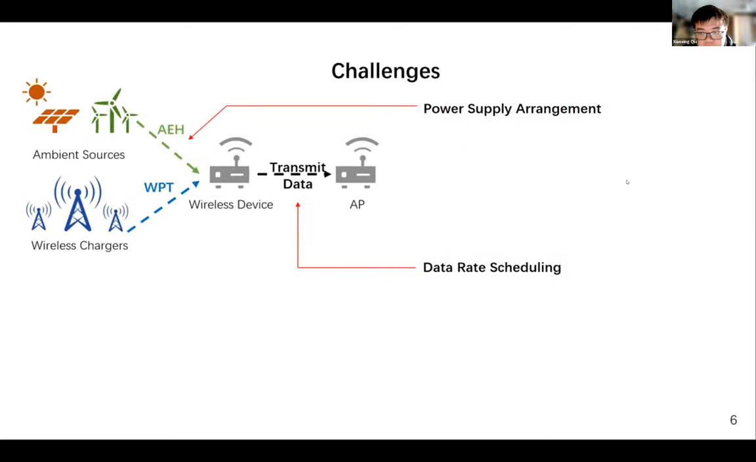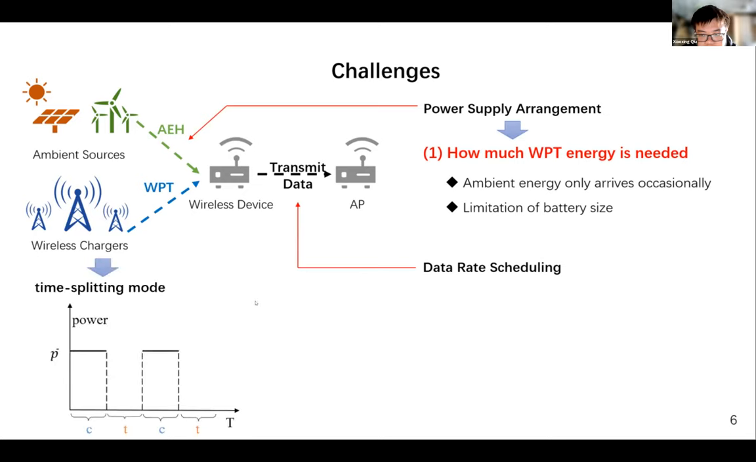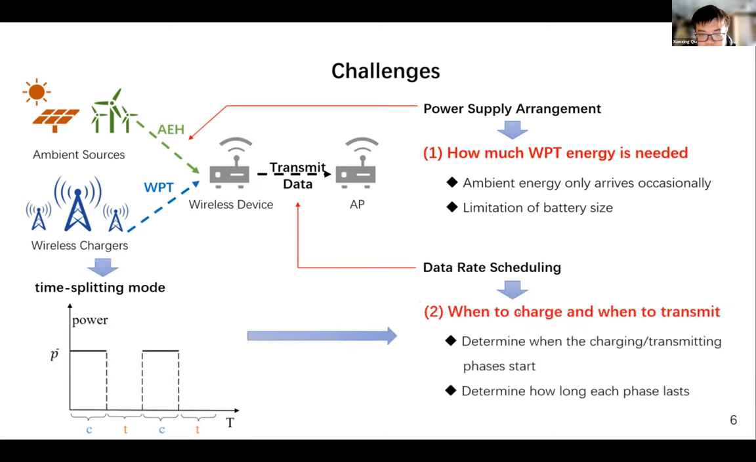For the power supply adjustment, the challenge is to decide the amount of needed WPT energy, as WPT is controllable while ambient energy only arrives occasionally over time. We should determine whether and how much energy needs to be harvested by WPT to maximize the throughput. In the meantime, we also need to satisfy the battery size limitation. For the data rate scheduling, as WPT follows the time splitting model, the challenge is to determine when to charge and when to transmit, and how long each phase lasts to maximize the throughput.